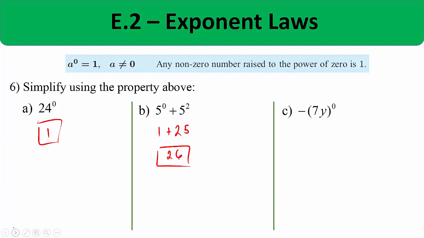And this last example, anything raised to the power of 0 is 1, but this negative is not inside the parentheses. So we have negative, and then 7y to the 0 becomes 1. So the important thing to realize here is that the final answer remains negative, because the negative is not being raised to the power of 0.